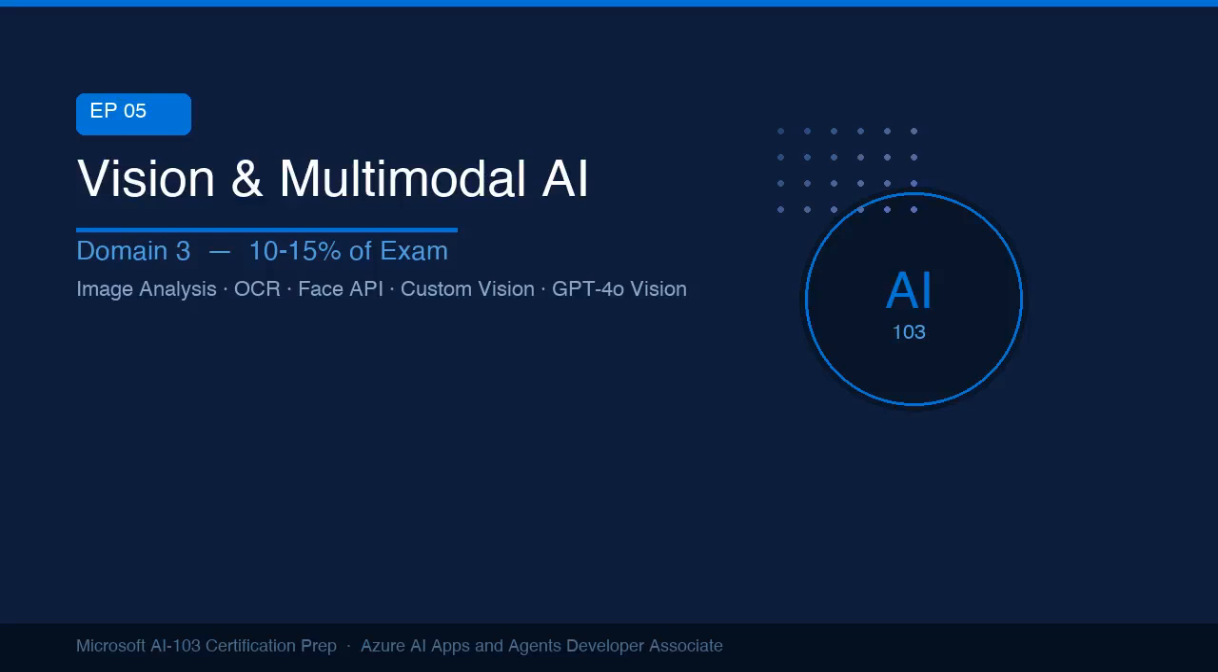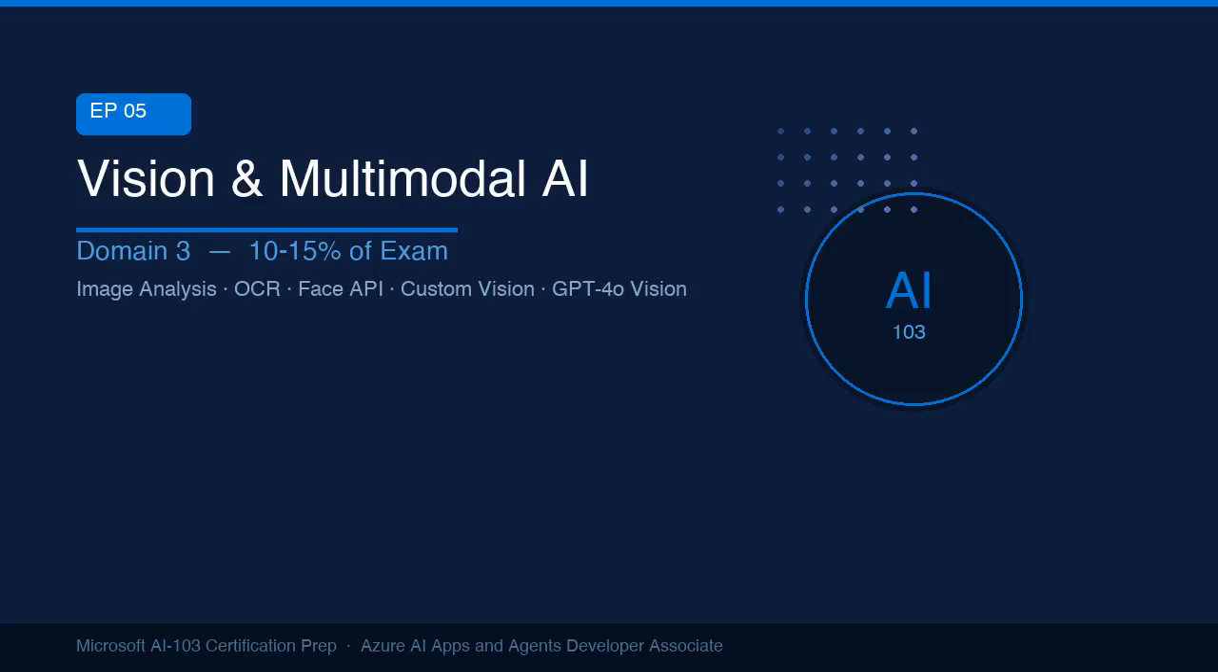Welcome to Episode 5 on Vision and Multimodal AI. This is Domain 3 of the exam, worth 10 to 15% of your score. It is a shorter domain, but it contains one of the most important exam traps in the course: the difference between Azure AI Document Intelligence and Content Understanding.